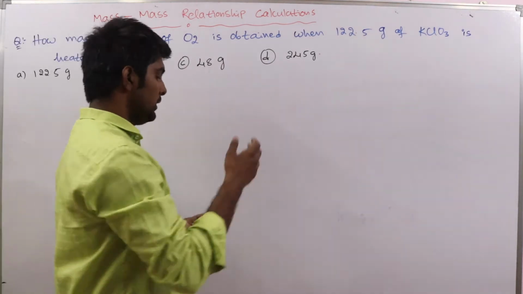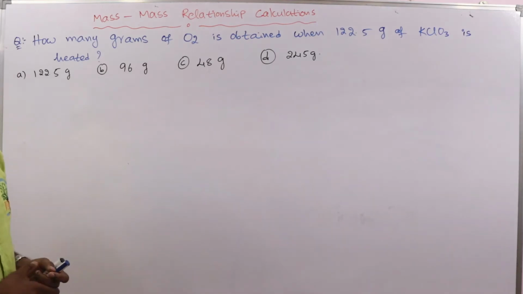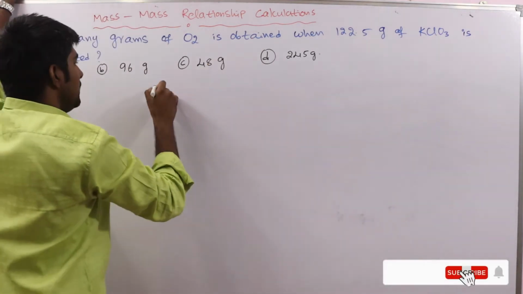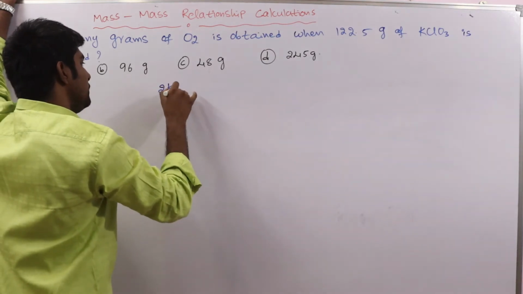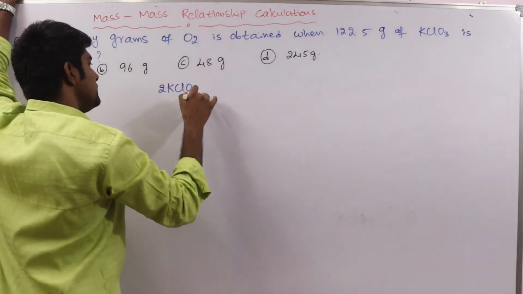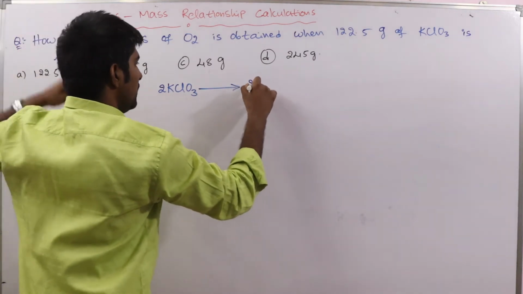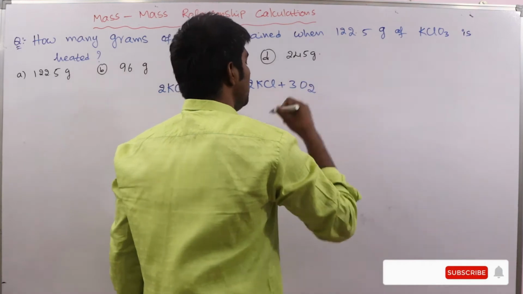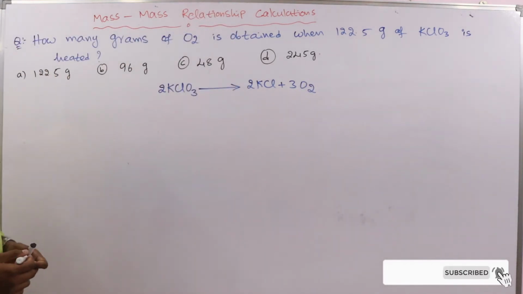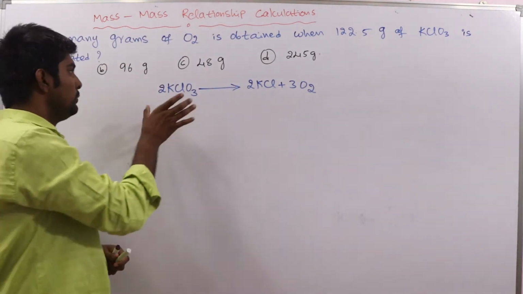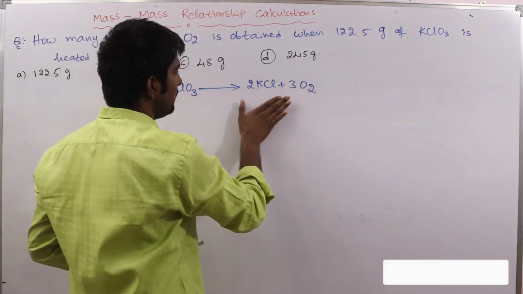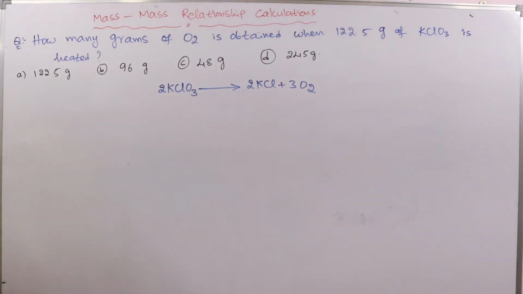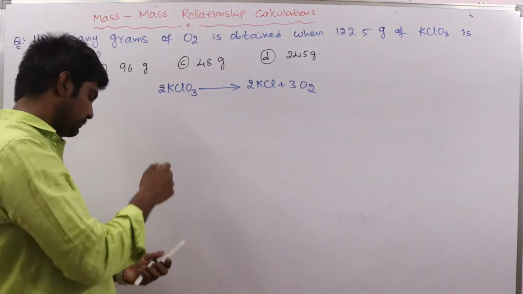See here also the reaction is not provided, so we have to write it ourselves. That is, when 2 moles of KClO3 is heated, we get 2 moles of KCl plus 3 moles of O2. Okay, here I am directly writing the balanced equation. When 2 moles of KClO3 is heated, 2 moles of KCl plus 3 moles of O2 is formed.